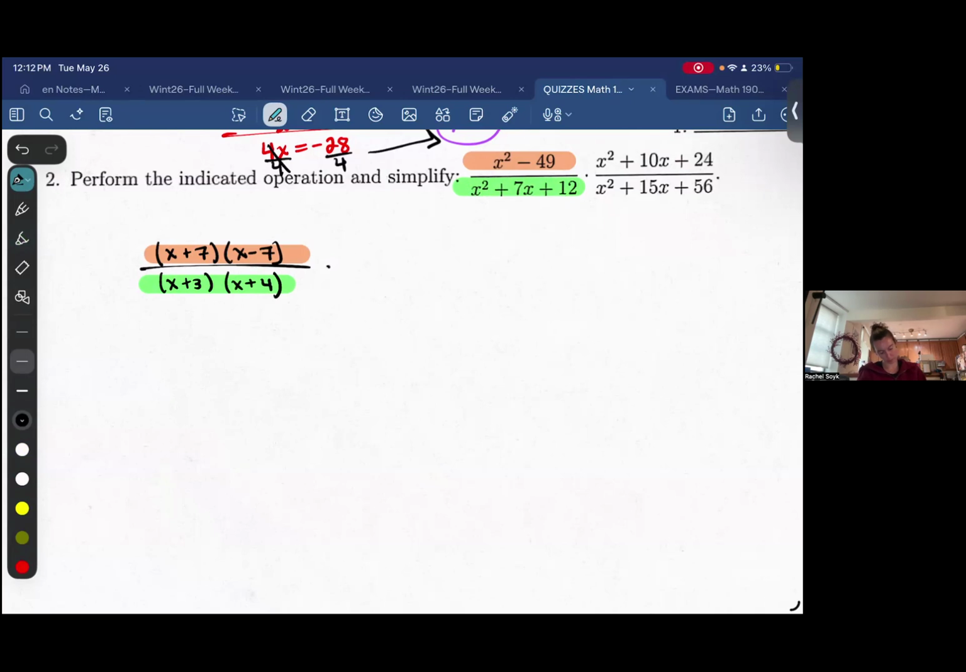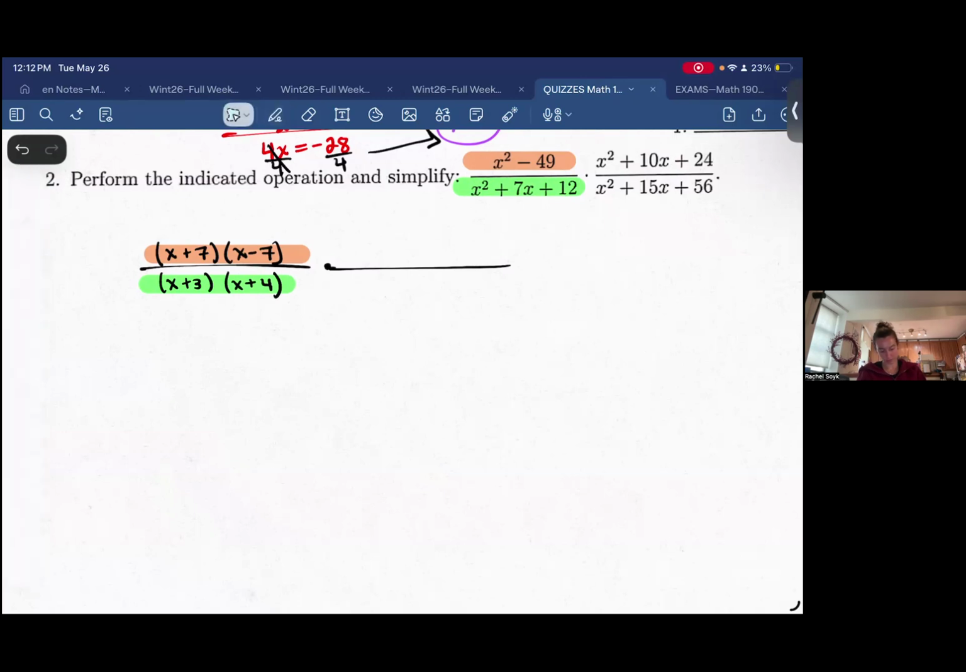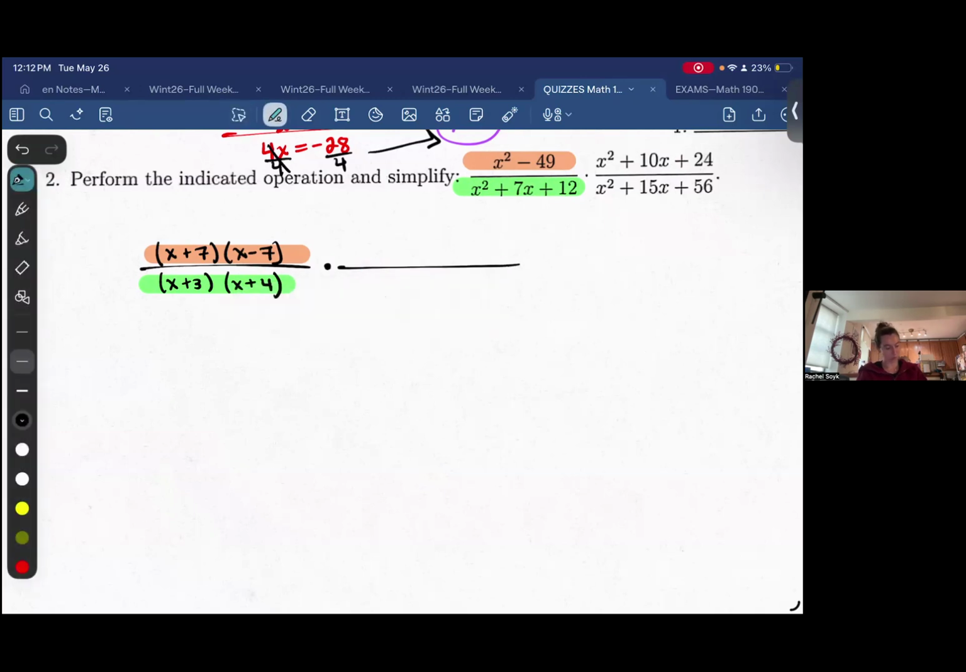And then this is multiplication. We have, what are factor pairs of 24 that add to 10? x plus 4, x plus 6. And then what are factor pairs of 56 that add to 15? 7 and 8. So x plus 7, x plus 8.